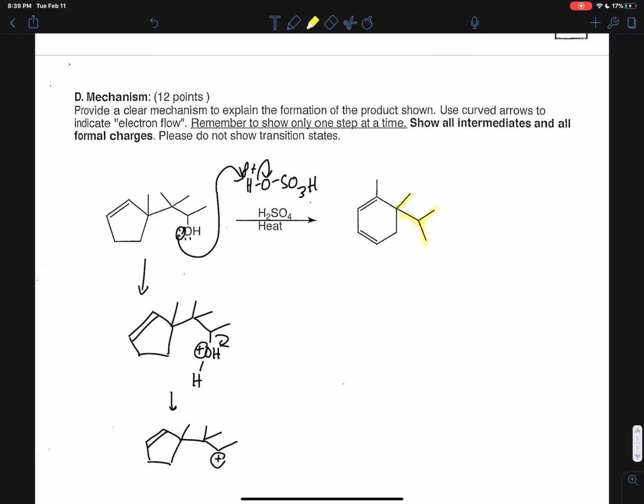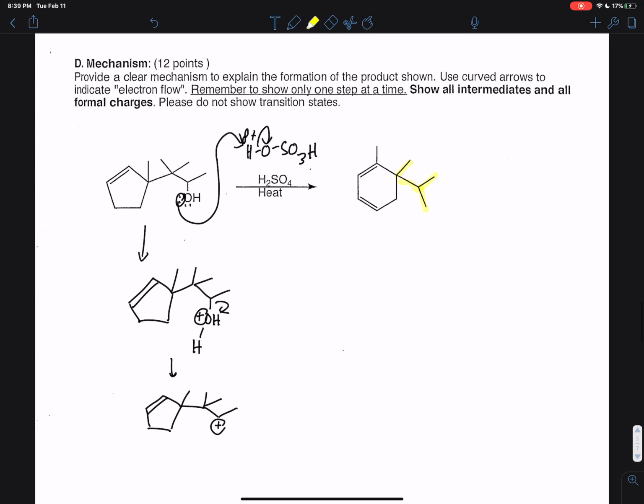But just looking at what I have right now, the carbocation, I don't yet see that isopropyl. So in some way, shape, or form, I have to form that isopropyl at some point. And at the same time, I have to expand the ring. But how many carbons do I want in my product? 6. How many do I have right now? 5. So I have to expand it by 1 carbon, right?